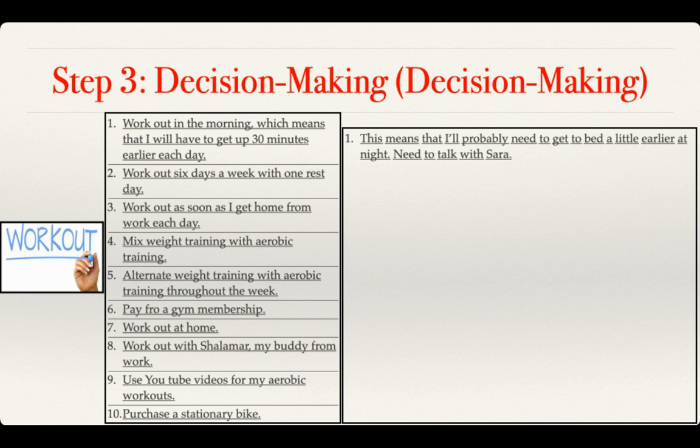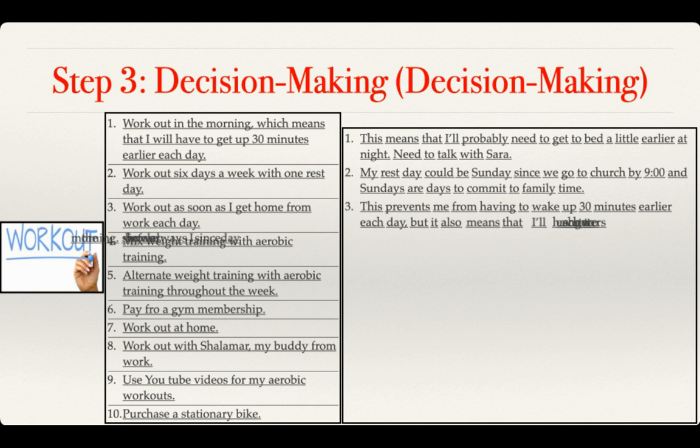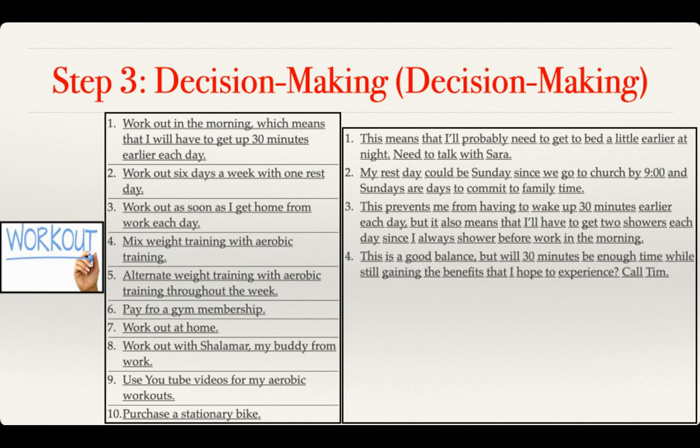For number 2, where his idea was maybe I could work out 6 days a week with 1 rest day, my rest day could be Sunday, since we go to church by 9, and Sundays are days that I've committed to family time. Number 3 is work out as soon as I get home from work each day. And his thoughts on that, his critical thinking on this: it prevents me from having to wake up 30 minutes earlier each day, but it also means that I'll have to get 2 showers each day since I always shower before work in the morning.